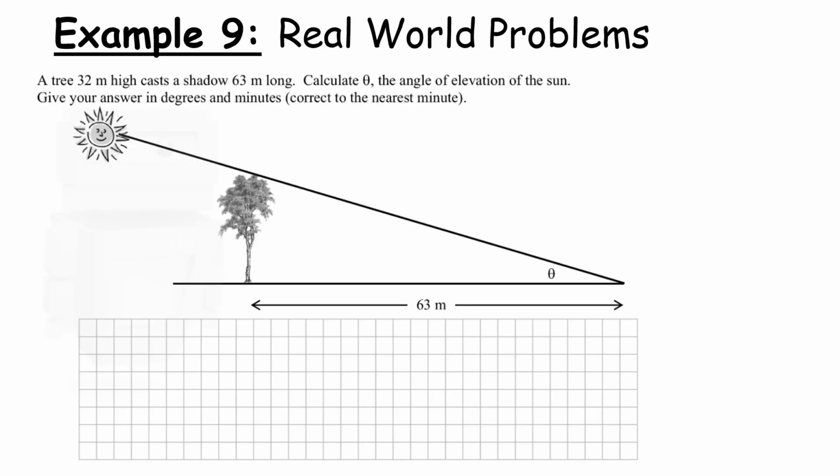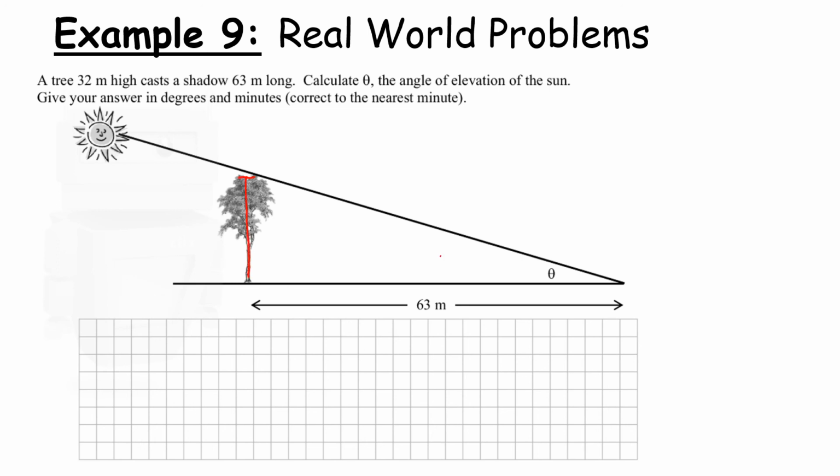So now let's look at a real world problem, and this is asking us a tree 32 meters high casts a shadow of 63 meters long. Now, as I said before, a really good method to approaching questions is if you're reading through it and you have a diagram, constantly check that each piece of information that you've been given in the text, you've also been given on the diagram. So in this case, the tree of height 32 meters, that has not actually been put on the diagram.